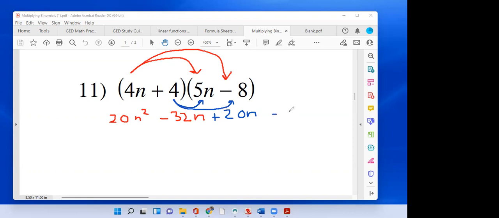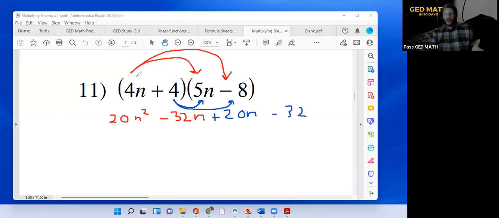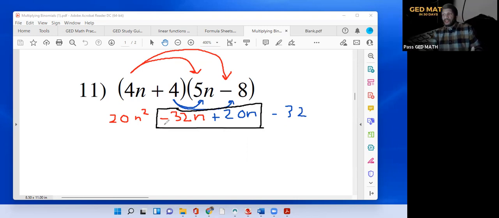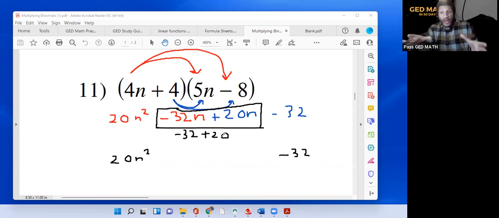Negative 32. Now, if you notice, remember I told you we're multiplying binomials, so you should have 4 terms. 1, 2, 3, 4 terms. So now, are there any like terms in this problem? Yes. Negative 32n and plus 20n. So what I'm going to do is bring down the 20n squared. I'm going to bring down my minus 32. And then I have to combine minus 32n plus 20n. That's exactly what we just did. So do they have the same sign? Yes.